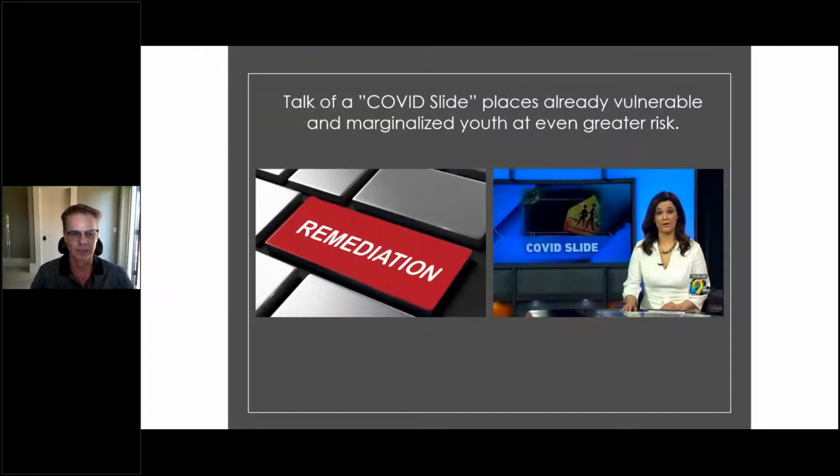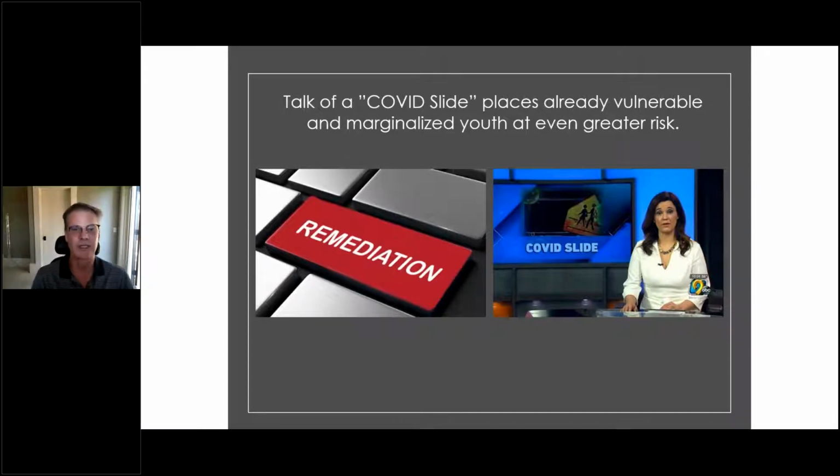There's all this talk of the COVID slide, the learning loss. And I'm very concerned with this language that's being used. This COVID slide and the learning loss is placing students who are already vulnerable and marginalized at even greater risk. This gets in their minds and they think, I worked hard last year and now the world is telling me I didn't learn anything. And that's demoralizing. And it's frustrating. And it reduces our agency.